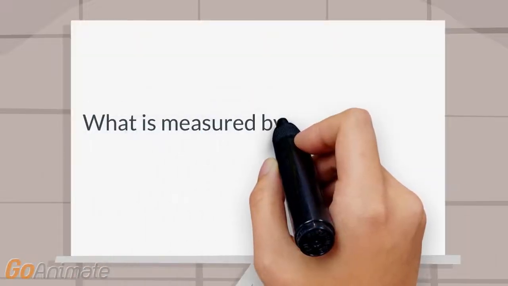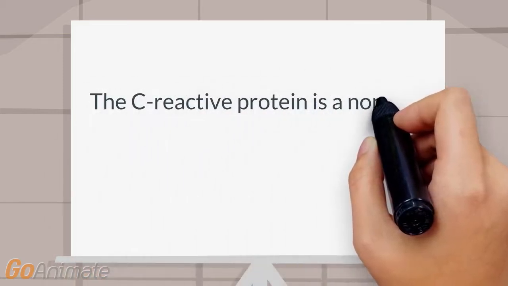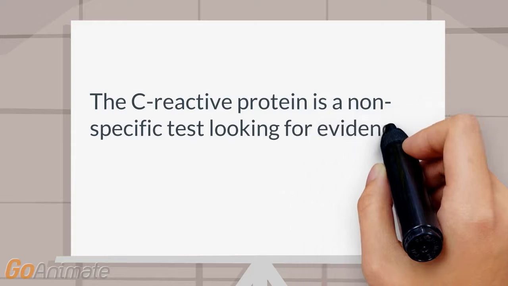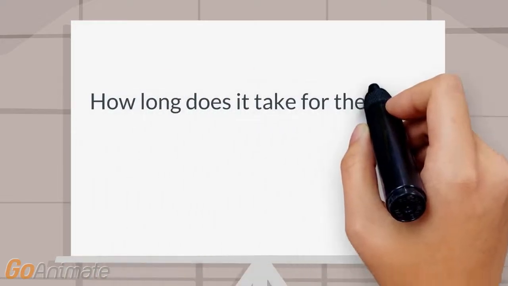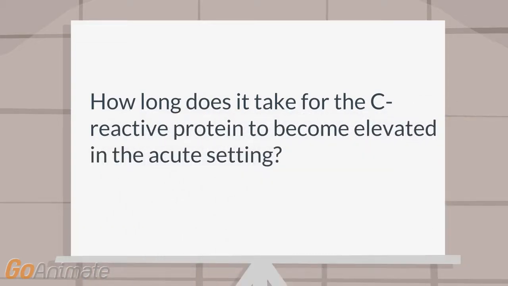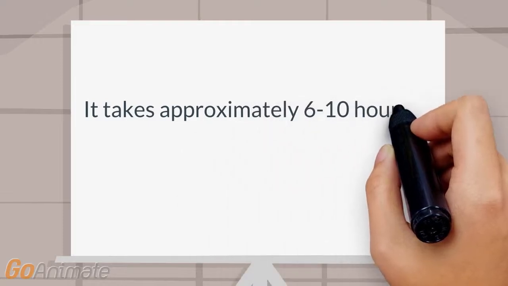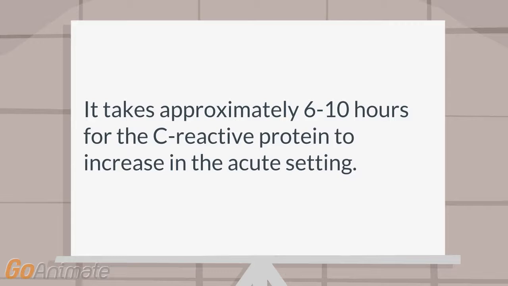What is measured by the C-reactive protein? The C-reactive protein is a non-specific test looking for evidence of inflammation. How long does it take for the C-reactive protein to become elevated in the acute setting? It takes approximately 6 to 10 hours for the C-reactive protein to increase in the acute setting.